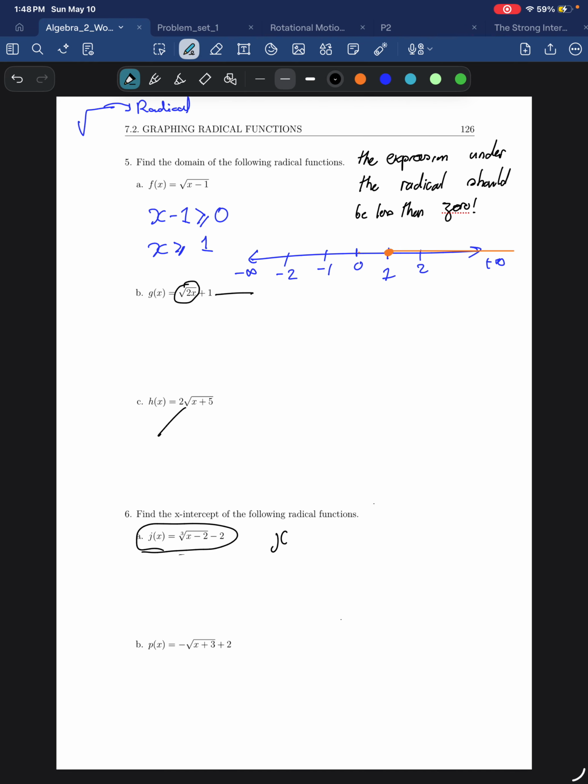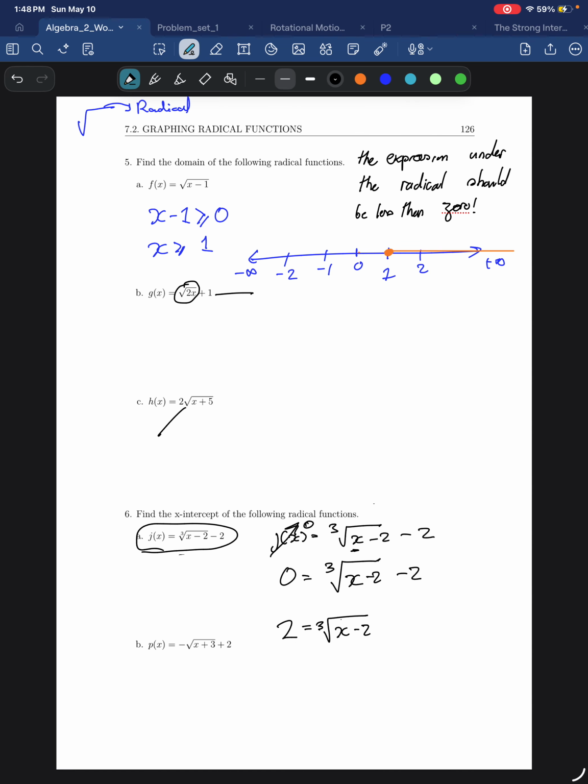So if I have j of x equals the cube root of x minus 2, minus 2, we basically have to find the x-intercept. We've got to remember that the x-intercept is where y is equal to 0. So j of x is going to be equal to 0. It's going to be equal to the cube root of x minus 2, minus 2. I can take the minus 2 across. I'm going to have positive 2 equals the cube root of x minus 2.